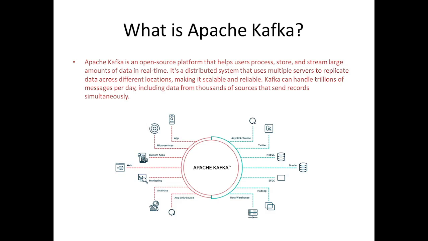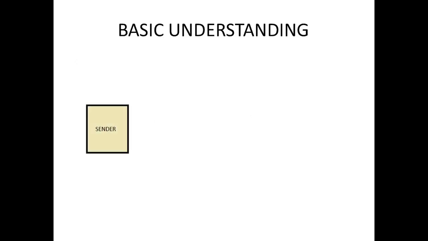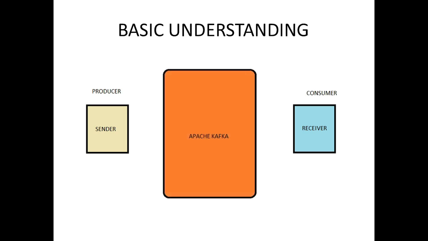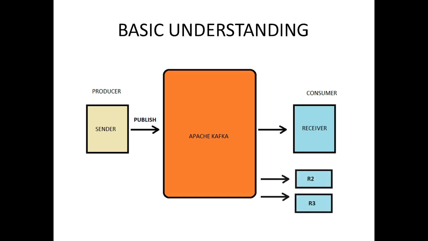So let's understand more about Kafka. Let's say I have a sender and receiver. I call my sender the producer and the receiver the consumer. In the middle, I am integrating Apache Kafka. So the sender, which means the producer, will publish the message to Kafka, and the receiver end, which is the consumer, will receive it. There might be multiple receivers receiving a particular topic. I will explain what a topic is in a coming slide.